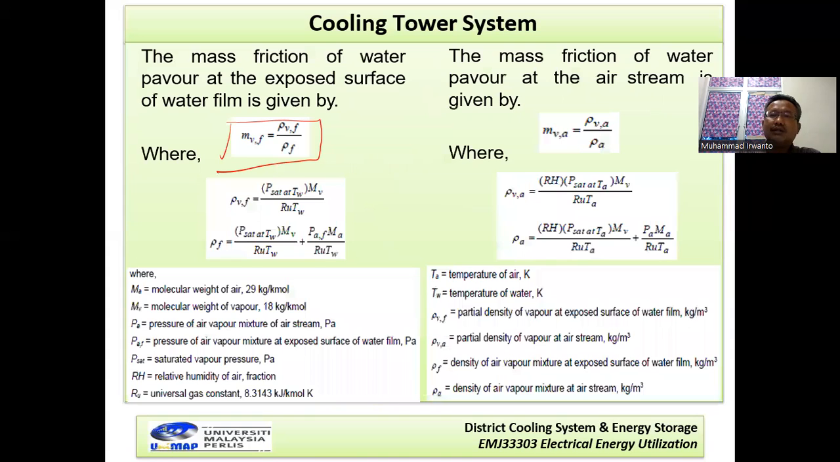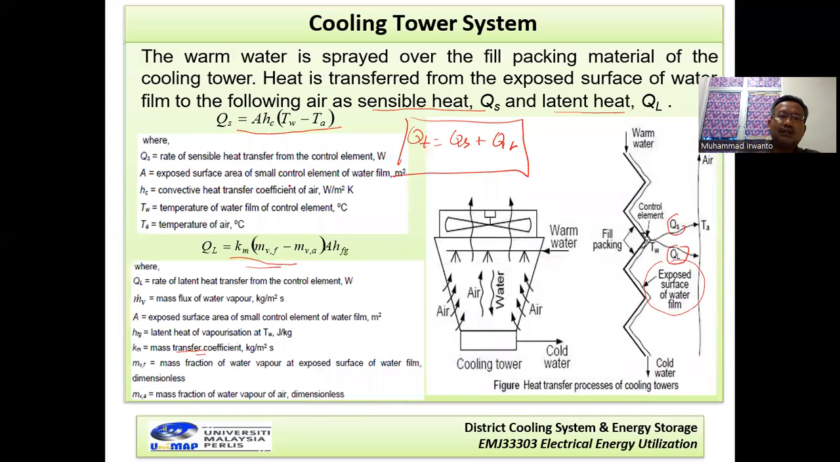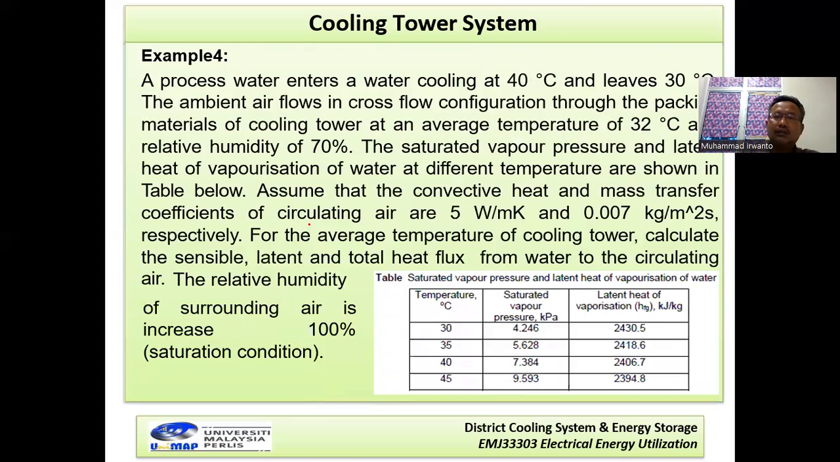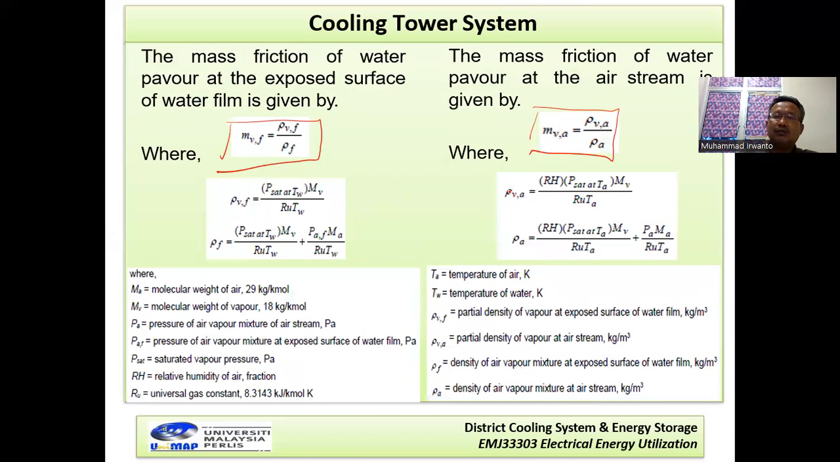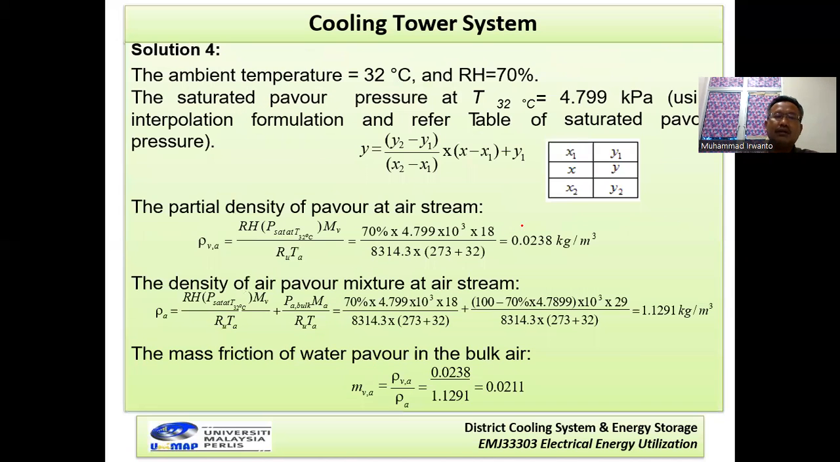After that, we want to find the value of MPa here. Why? Because we want to find the latent heat. Okay, now we want to find it using this formulation. We want to find rho VA and also rho A. Yeah, it is air.